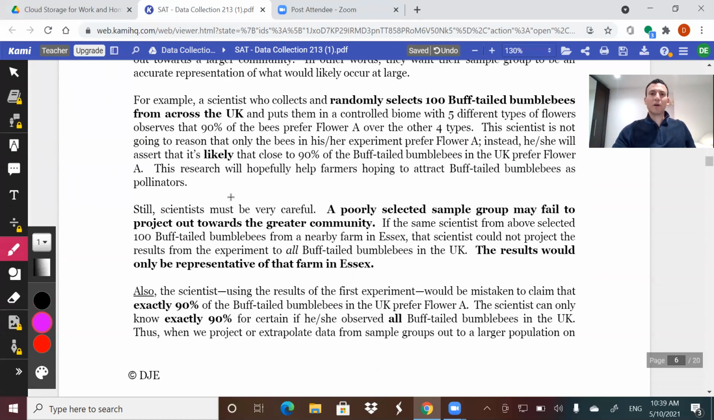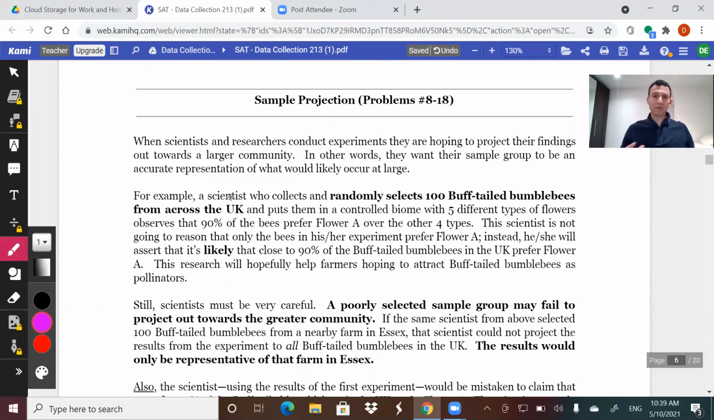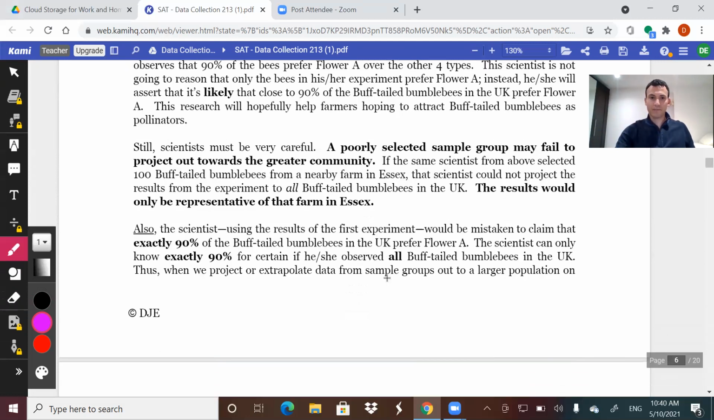Okay, let's quickly go to this next part. So sample projection. We talked about this a little bit, but the sample that you take needs to be projected out towards the population that you're trying to make an estimate of. So if you're trying to figure out how people in Arizona as a whole are going to vote in the next election, you can't just ask one city in Arizona. You can't just ask a geographic location outside of cities. You can't just ask men over 40 or women under 30. You need to get a randomized sampling of people that best reflect all residents of Arizona.